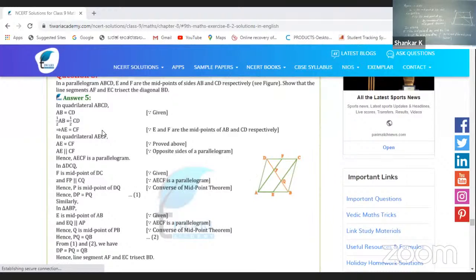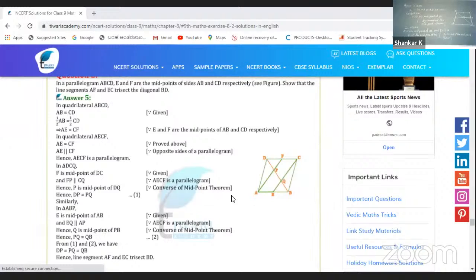What is the fifth problem? In parallelogram ABCD, where they have given the diagram. ABCD is a parallelogram. E and F are the midpoints of sides AB and CD. E is the midpoint of AB. F is the midpoint of CD, respectively. Show that the line segments AF and EC trisect the diagonal BD.